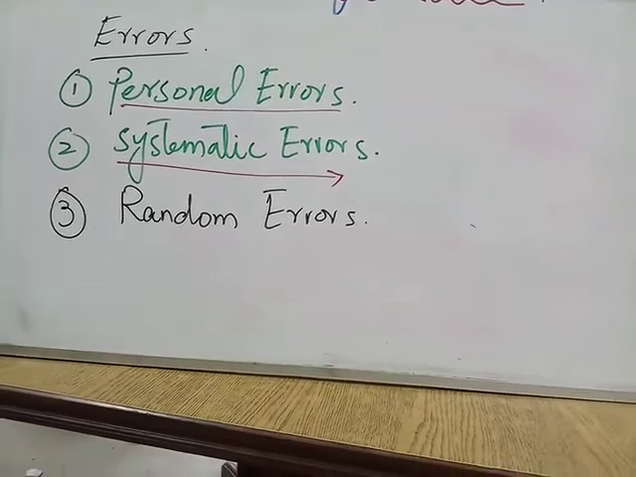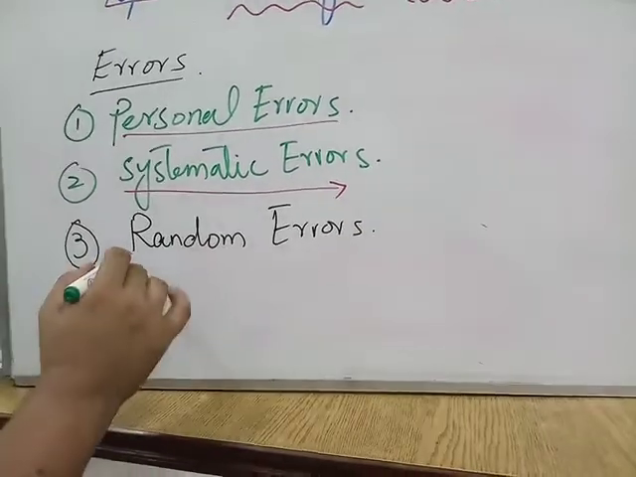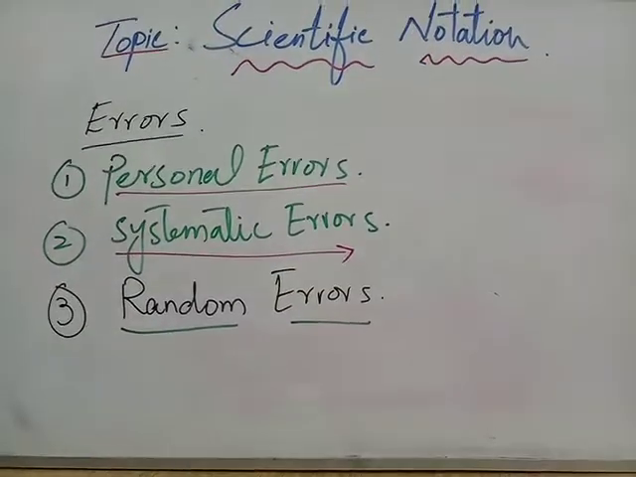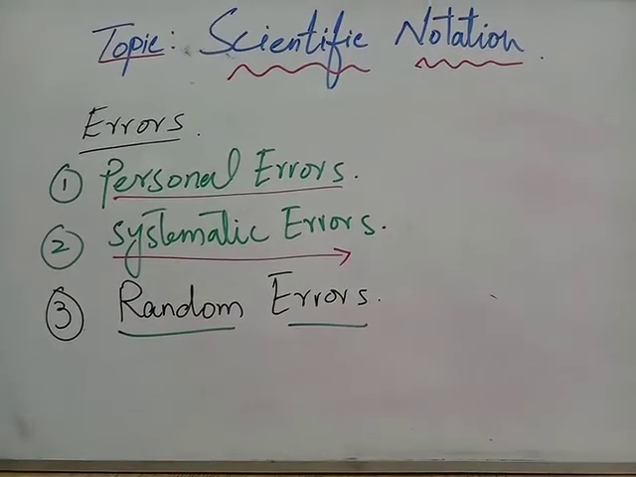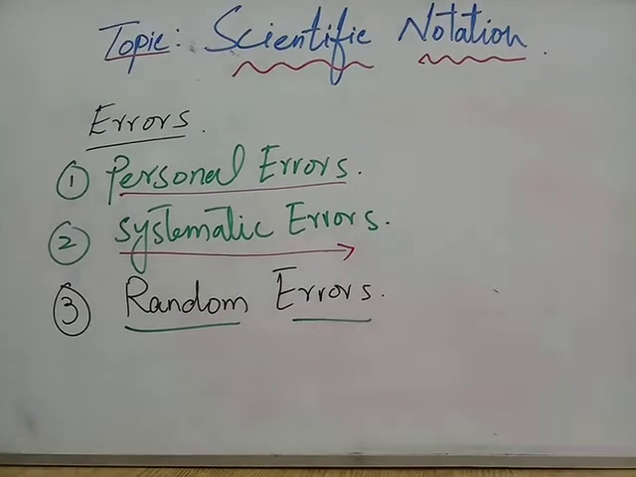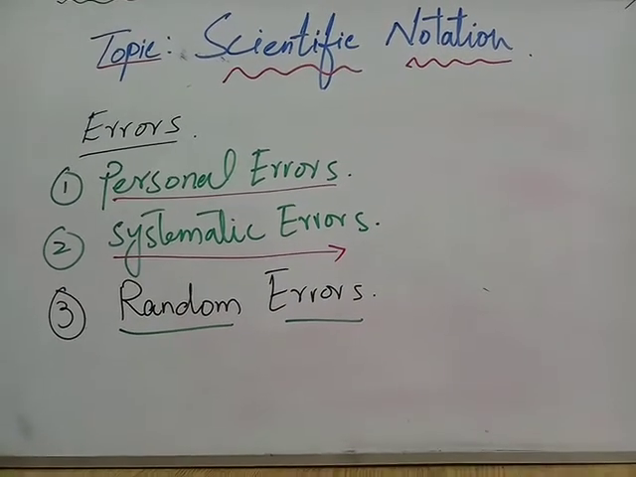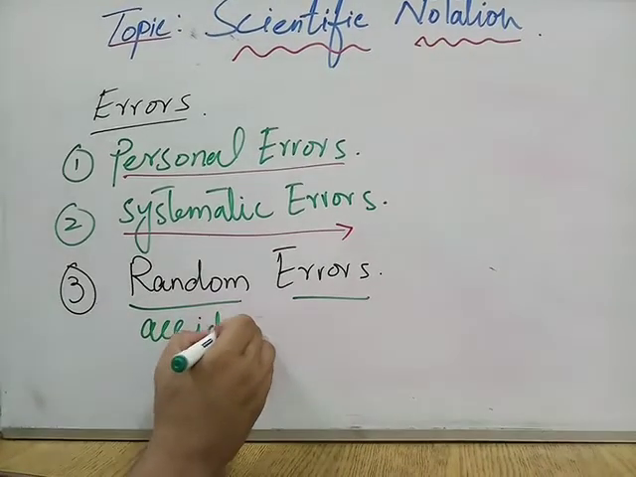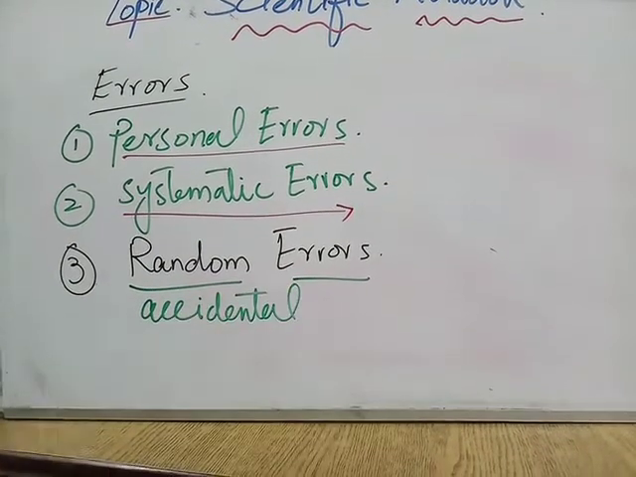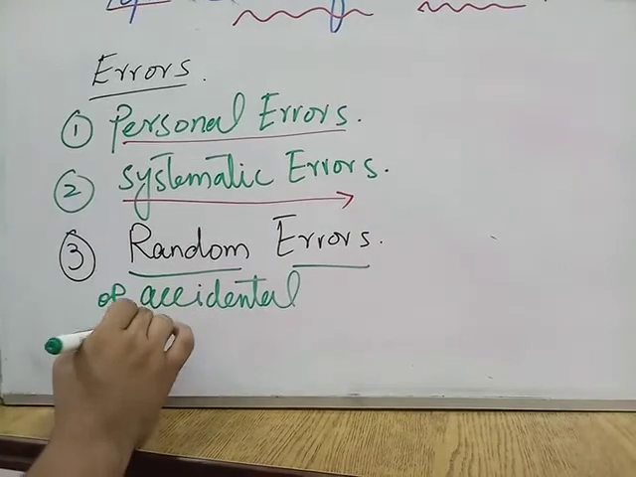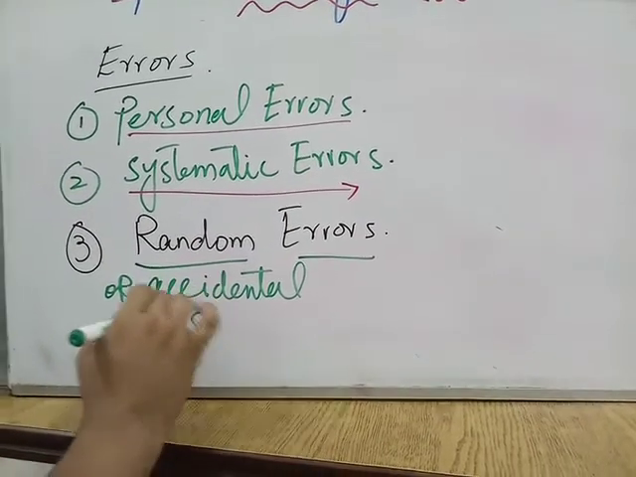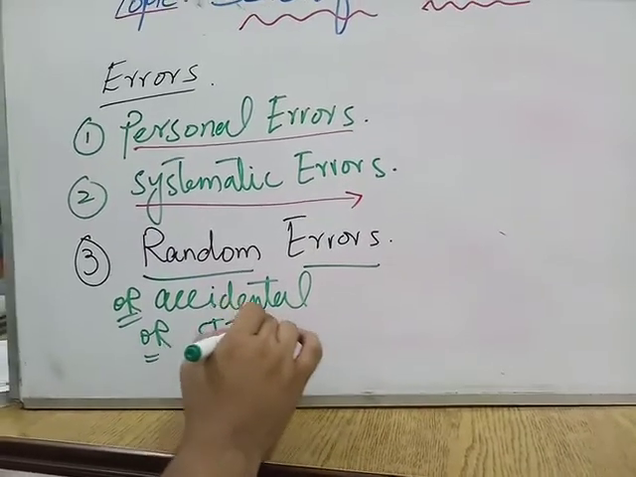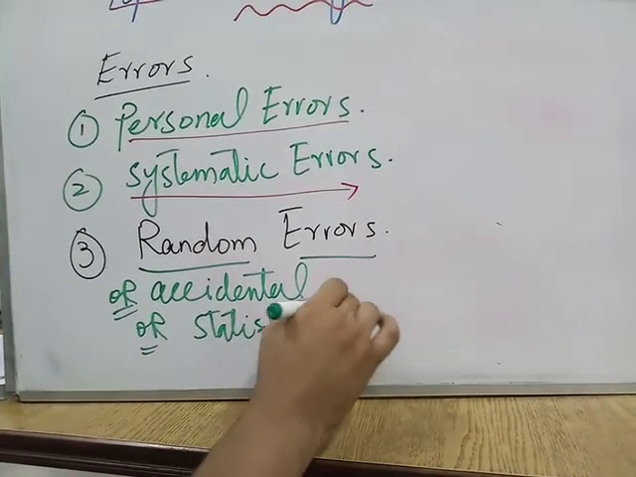Now I'm going towards the third error, which is called the random error. This is also called accidental or statistical error.